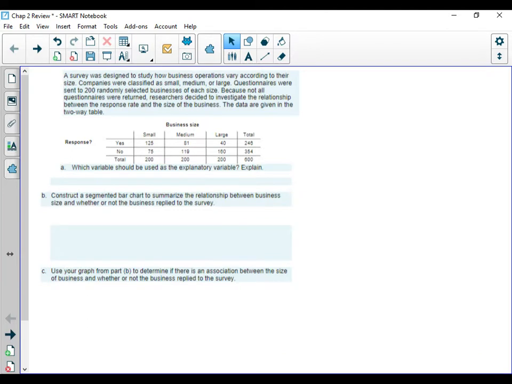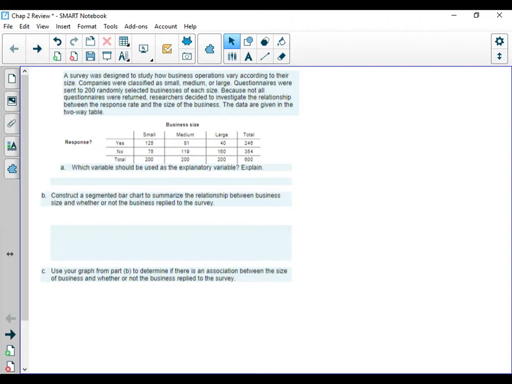But on this first one, I talked about the survey. They classify these different companies based on their size, small, medium, large. They selected 200 randomly, or they had 200 randomly selected businesses of each size. Because all the questionnaires were returned, they looked at the relationship between the response rate and the size of the business. So the data was given in that two-way table.